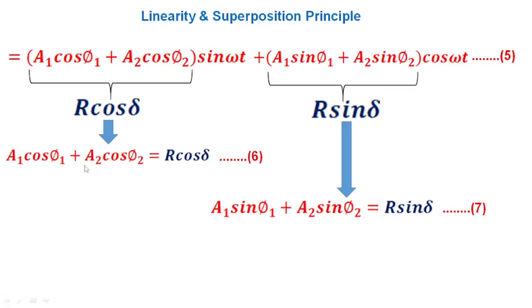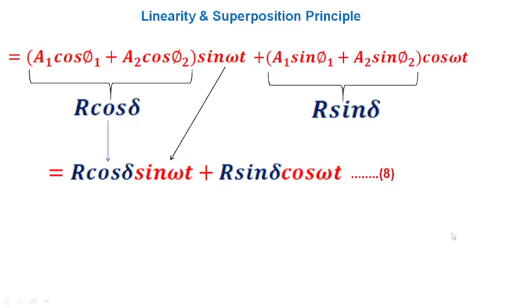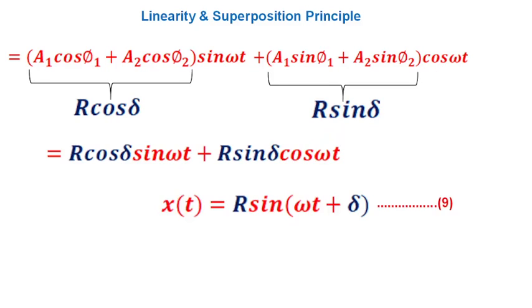A1 cos phi 1 plus A2 cos phi 2 is equal to R cos delta, suppose equation 6, and A1 sin phi 1 plus A2 sin phi 2 is equal to R sin delta, suppose equation 7. Now R cos delta into sin omega t, R sin delta into cos omega t. Finally, x of t is equal to R sin of omega t plus delta. So this is the equivalence of the individual simple harmonic motions equation.